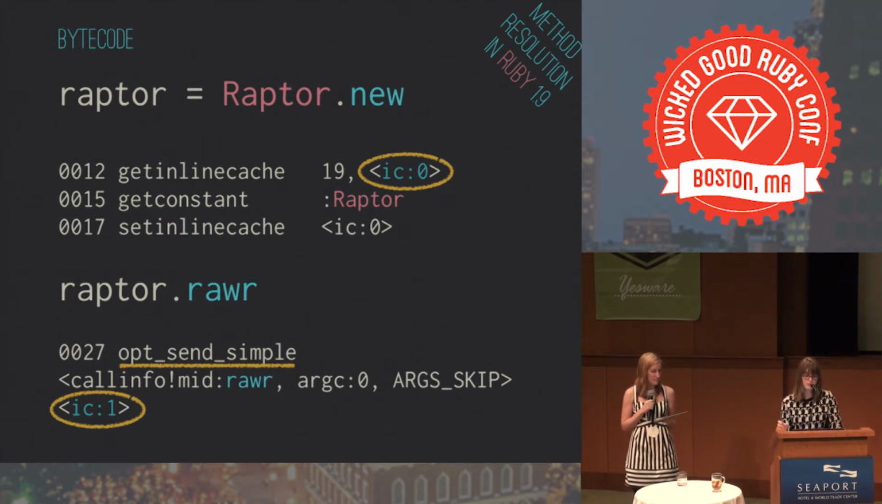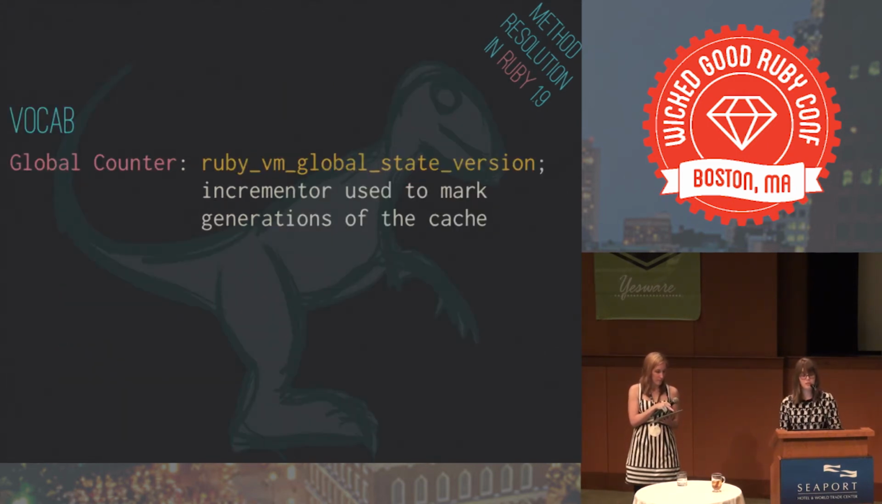So again, we're noting the state of the program or the generation when the method lookup was cached. We're going to need this later when we need to check if the cache entry is still valid. So this is a good point to introduce our global counter. This is the way that Ruby is going to keep track of the generation. The exact variable in C is the Ruby VM global state version, but we're always going to refer to it as the cache generation or the global state of the program.